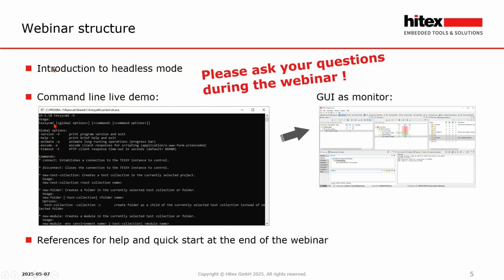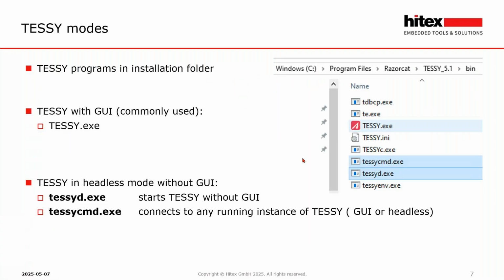The structure: first of all, I will introduce the headless mode, and then we will have a demo. Please be aware, we like to have a SPI. That means we like to see the effects from the DOS box in the TESSY. So typically we will have the headless mode, but here in the demo, we need the SPI, so we will observe the actions in the GUI mode. And for your reference, at the end, you will get some references for the help, how you can start. So now let's go ahead.